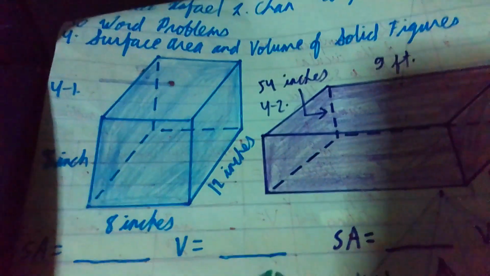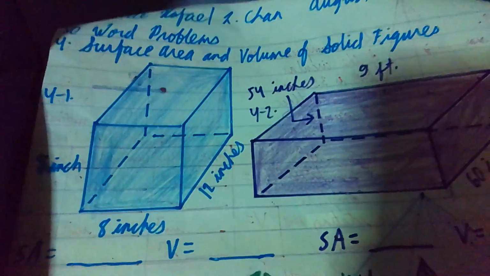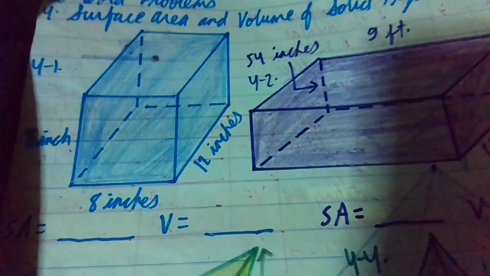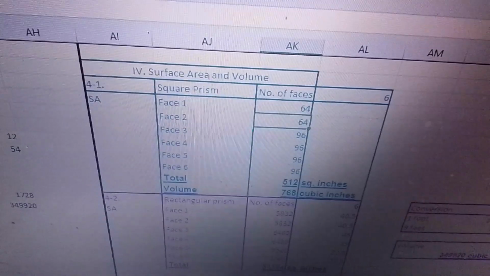Double the 2 pairs. So when you double the 2 pairs, you get 4. Therefore, it's 12 times 8 times 4. We know that 12 times 8 is 96, just like what you see here, di ba? So ganito yung formula na ginawa ko.